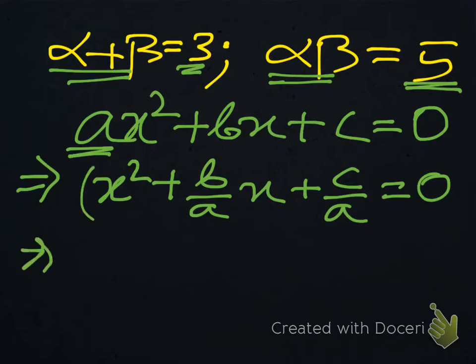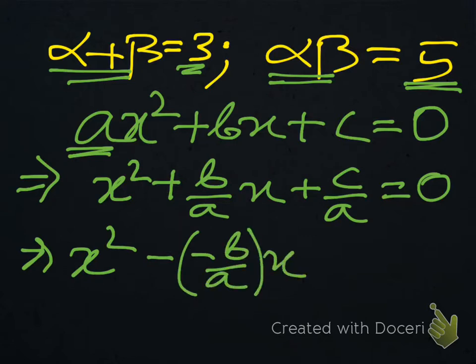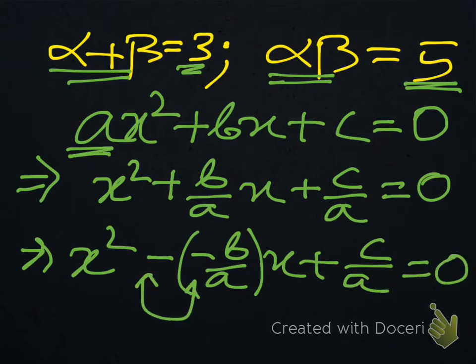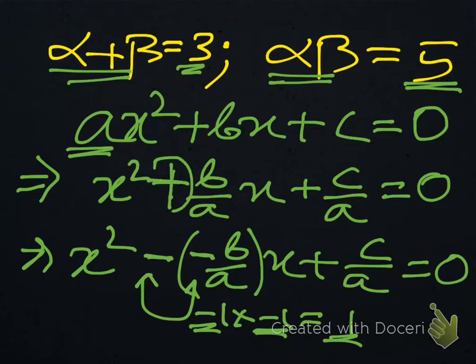Now we can do one thing. We can write x squared minus of minus b by a into x plus c by a equal to 0, because if we multiply minus 1 with minus 1, it is 1. A negative multiplied with a negative is positive. So it is minus and minus, which becomes plus, as over here. So we can write it like this. Now we have this.